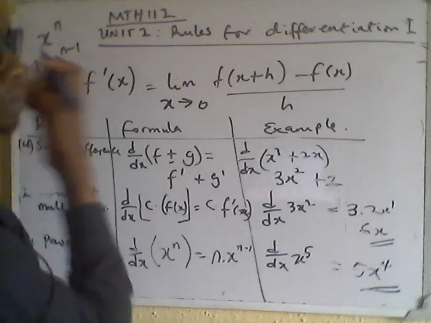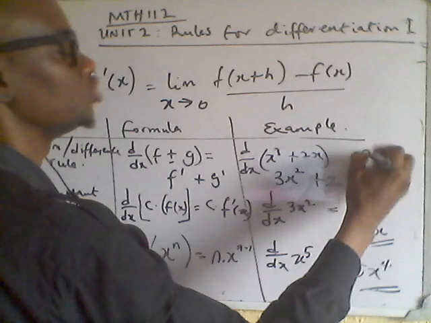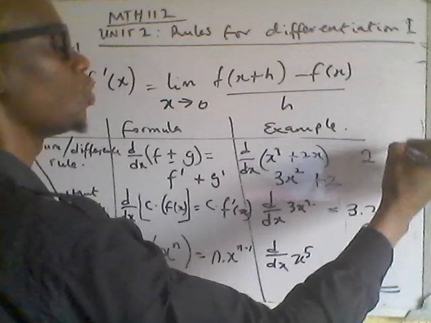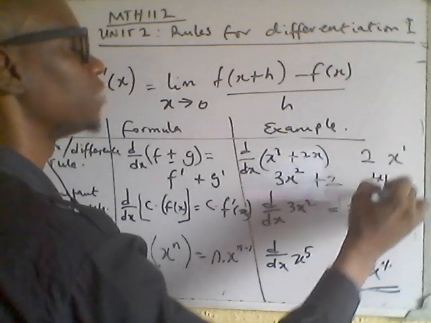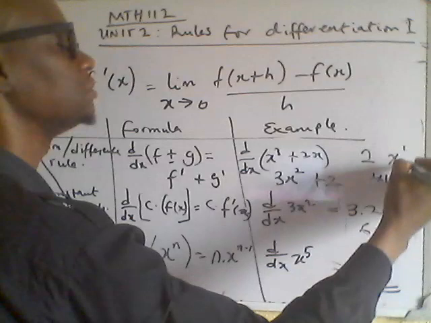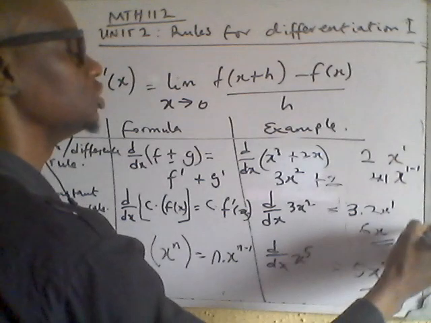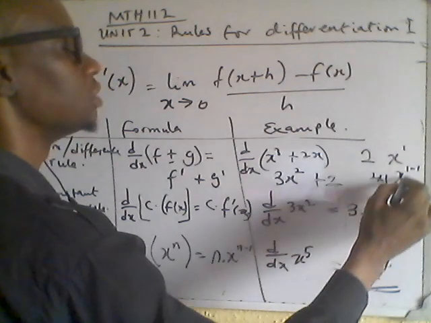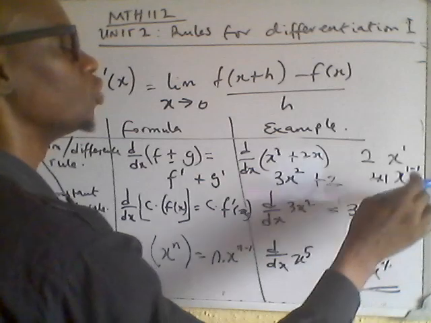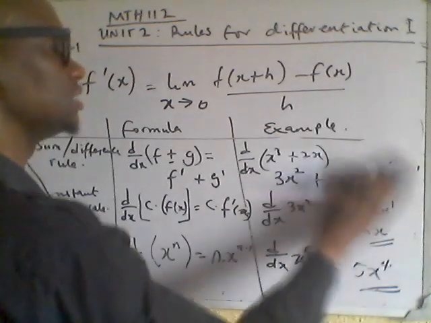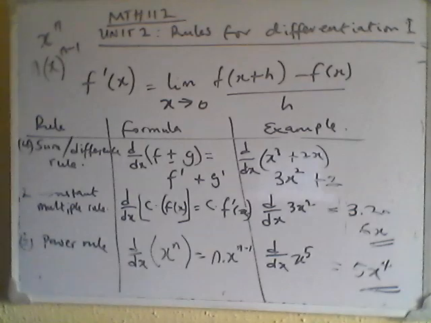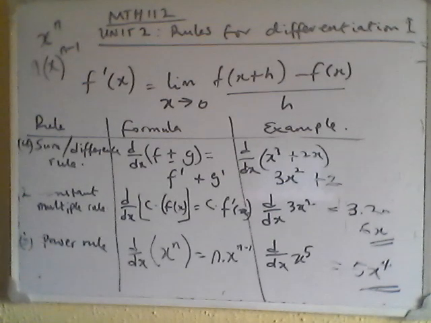I'll take it again. This is 2x, right? There's a 1 here. So 1 times 2 is 2 times 1, then x. At the same time, 1 minus 1 is 0. 2 times 1 is 2, right? But x to the power 0 will give me 1. That is why the x component disappeared. So this is the solution for this particular kind of differentiation.